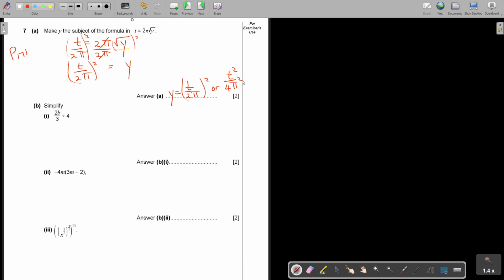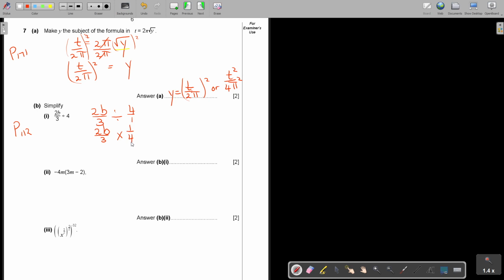Then simplify. Now this is very, very easy. This is a fraction. You can work with fractions. You will find it again on page 112. So again I'm writing 2b over 3 divide, make it a fraction over 1. So it's 2b over 3 multiply 1 over 4.